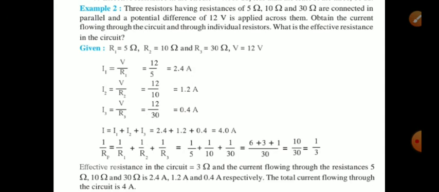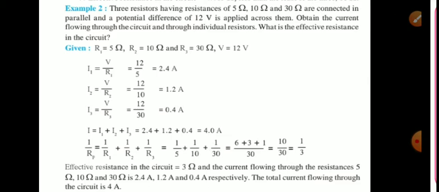Example 2: three resistors having resistance of 5 ohm, 10 ohm and 30 ohm are connected in parallel, and a potential difference of 12 volt is applied across them. Obtain the current flowing through the circuit and through the individual resistors. What is the effective resistance in the circuit? So the same formula we have to use, and we can find the effective resistance.